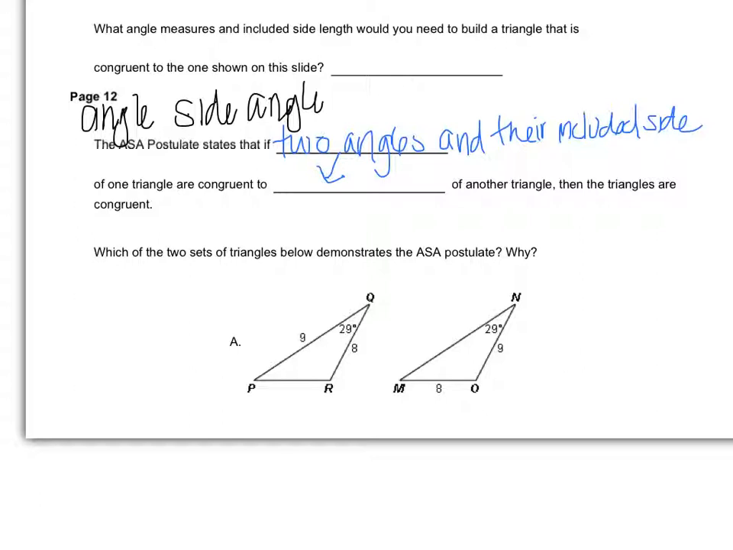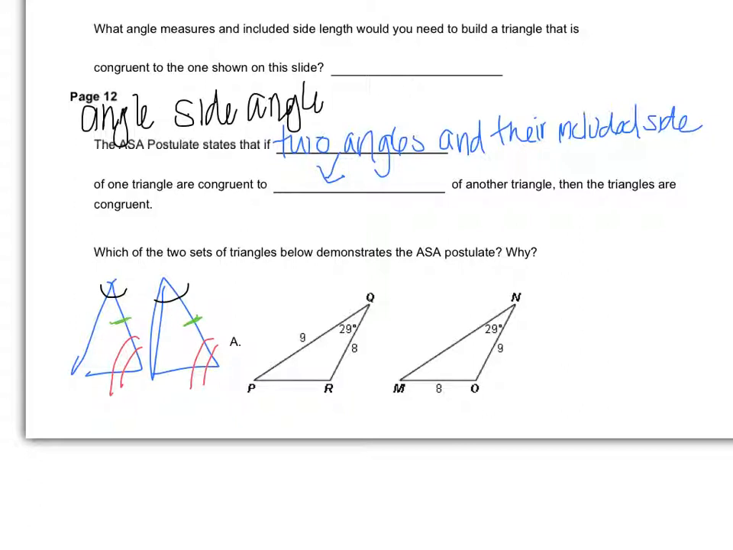So giving you a picture of what that looks like. Here's triangle 1, here's triangle 2. So this says two angles. I'm going to pick two angles. Their included side means the side in between them. So this side right here. Okay? That's what the ASA postulate says. If the angle, the side right next to it, and the angle right next to that are congruent in two triangles, then both those triangles are congruent. So everything else there is congruent.